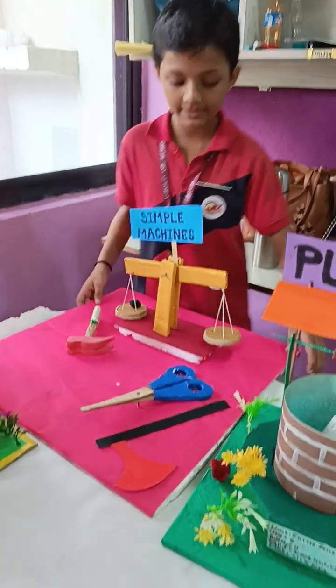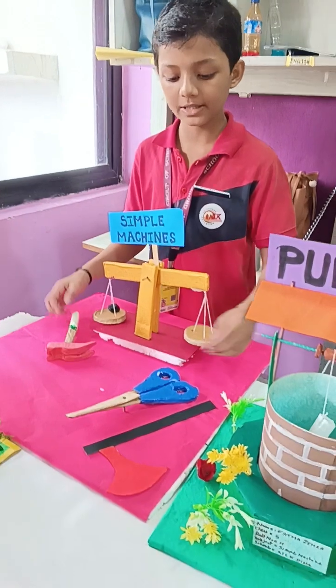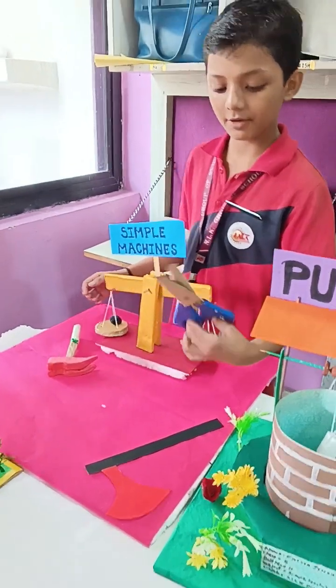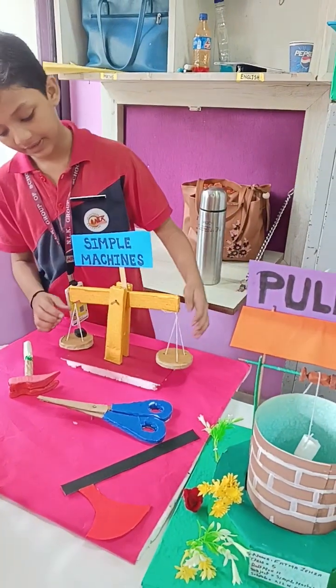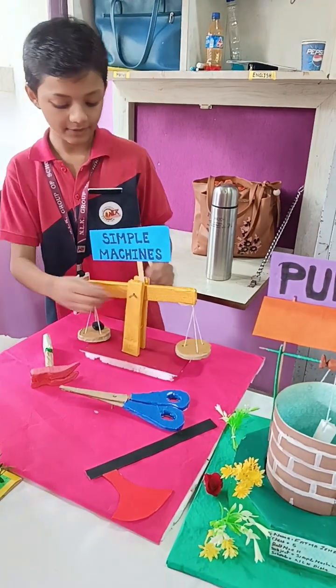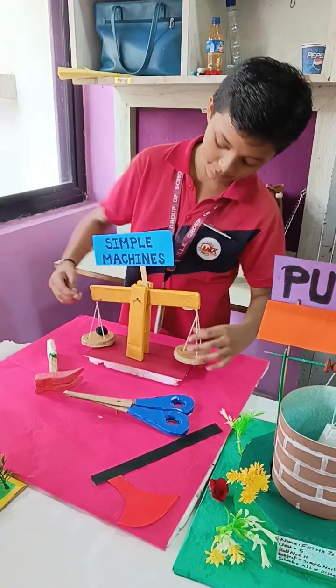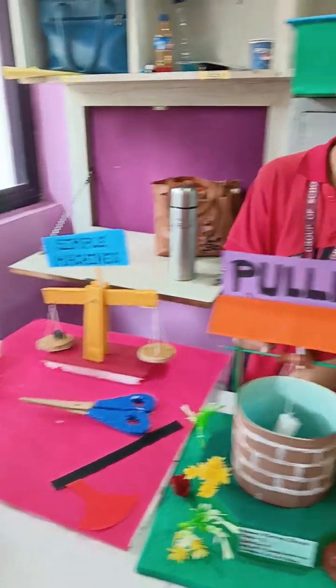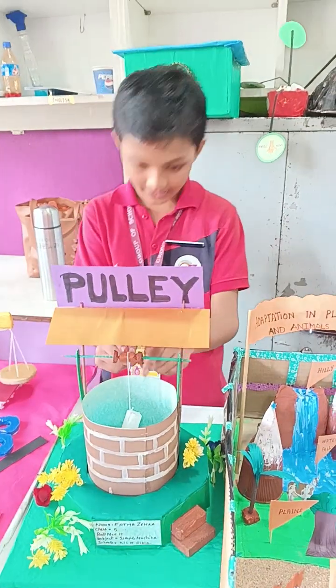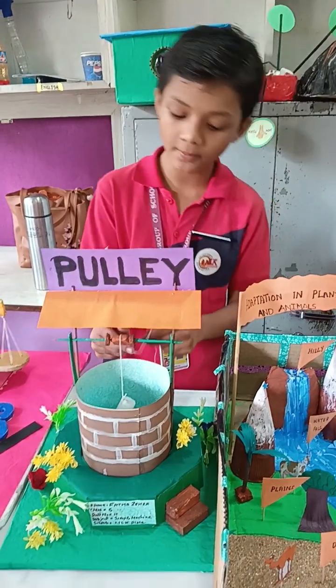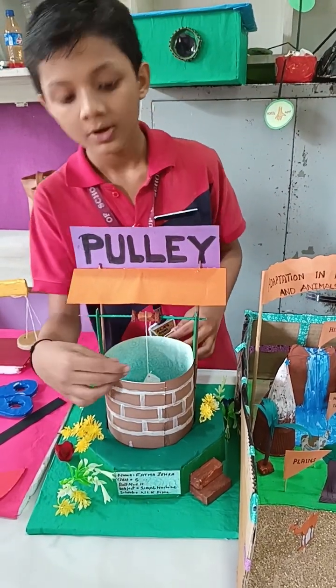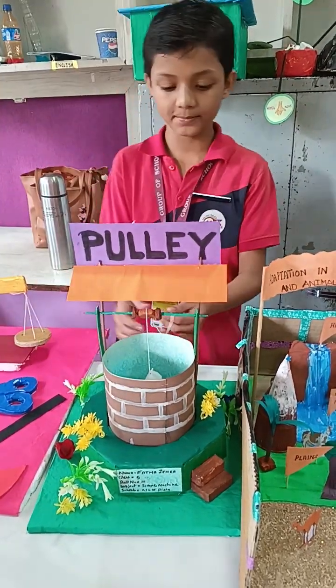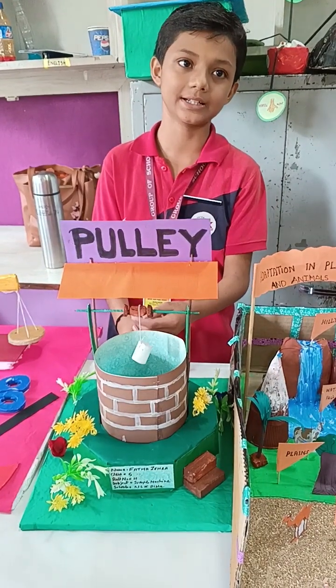Miss, these are examples of class 1 level machines, and this is the weight and the fulcrum is between the effort and the weight. This is a pulley. It is a mix of axle and rope, and it is used to lift heavy objects, which makes it easier.